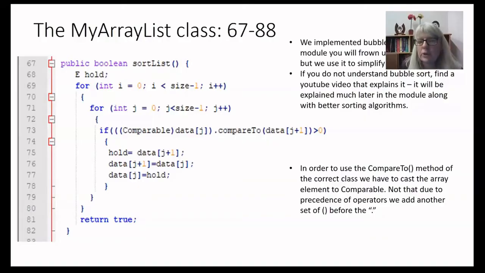But why are we using bubble sort? It is to minimize the complexity of what we are doing. A double for loop is swapping of variables. To swap variables you need the temporary variable hold. Note the type of that variable is E. And the crux, the only line here that must tickle you, is line 73. We compare data J with its neighbor. That's part of bubble sort.